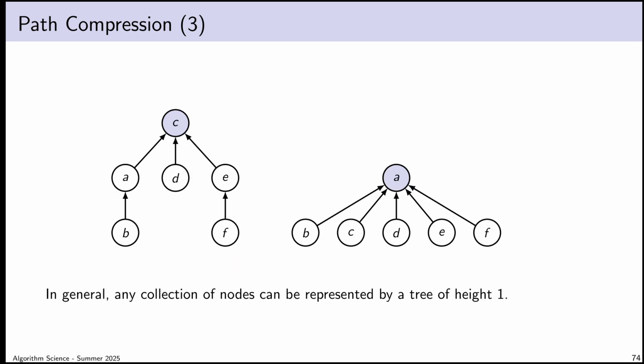Notice that this tree here, so if I think about this set represented by C, I could redraw this. I could say there's C, and then I could just make every other node a direct child of C. So in fact, any collection of nodes can be represented by a tree of height 1. It's just a matter of luck of the draw whether I end up with a tree of height 1 like this, or I end up with, in this case, a tree of height 2.